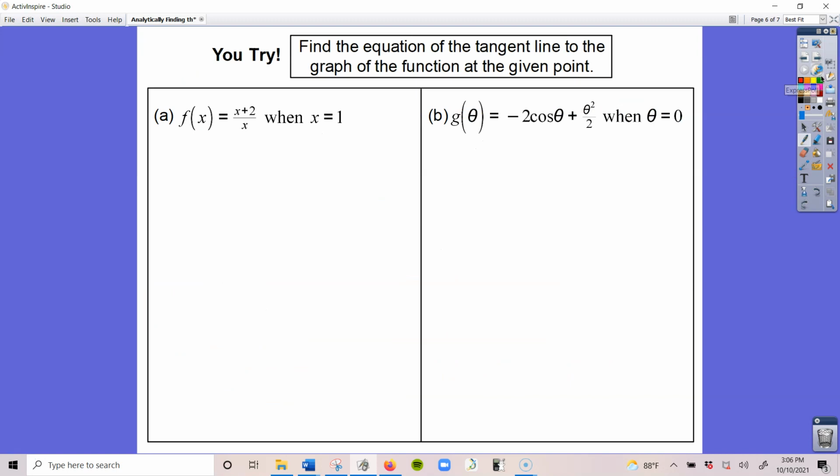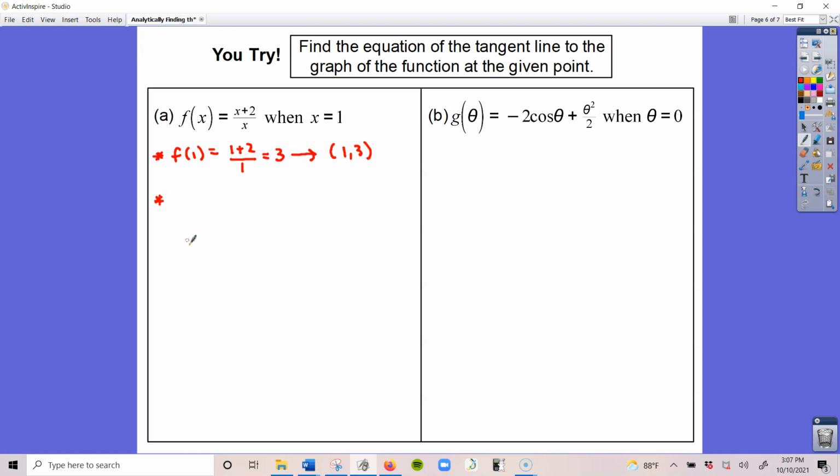Let's try a couple more. We're going to find the equation of the tangent line for each of these functions. For the first one, we have f of x is equal to x plus 2 over x when x is equal to 1. So first we need our point of tangency, so f of 1. That's going to be 1 plus 2 over 1, which is equal to 3 over 1, so 3. So my point of tangency is (1, 3).